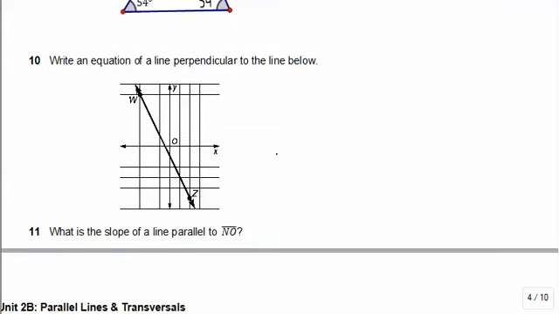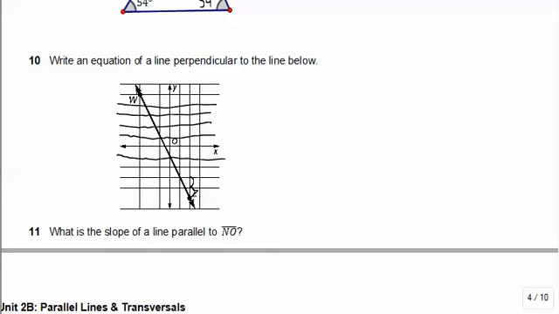Okay, write an equation of the line perpendicular to the line below. So we've got to find our slope. They're missing a couple of lines out of here. I think there should be that many. Let me check it in just a minute.